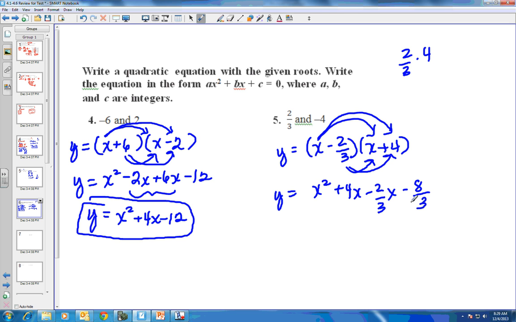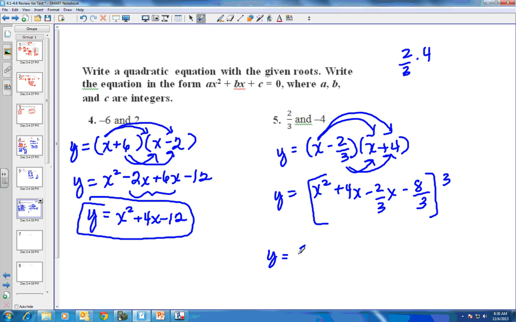Okay, now here's the deal. They don't want any fractions in my answer. So what can I multiply by? 3. I'm going to multiply all of these by 3. Now here's the deal. Usually, we would wait to write this y equals, so I'm not going to multiply my y by 3. Do you see that? I'm just multiplying this part by 3.